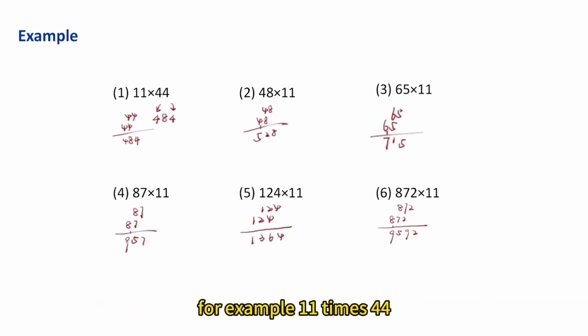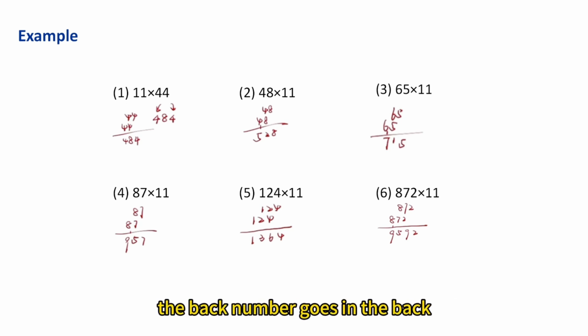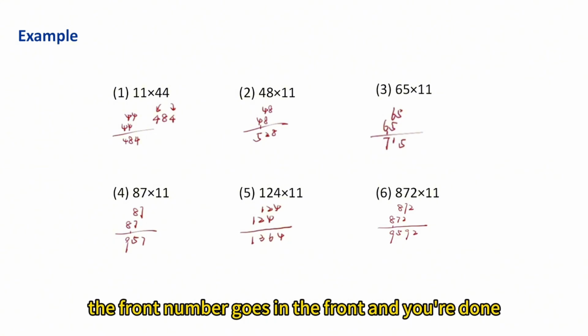For example, 11 times 44. We first look at 4 plus 4, which equals 8. It didn't require carrying over, so 8 is the number in the middle. You write a 4 on one side and a 4 on the other. The back number goes in the back, the front number goes in the front, and you're done.